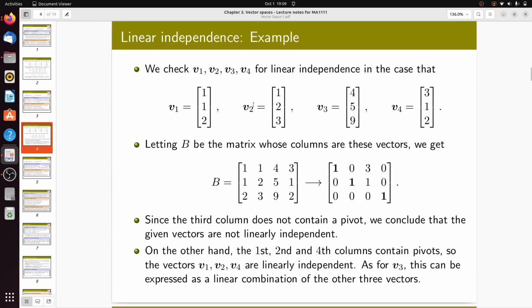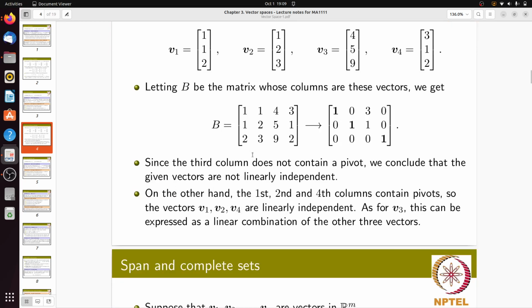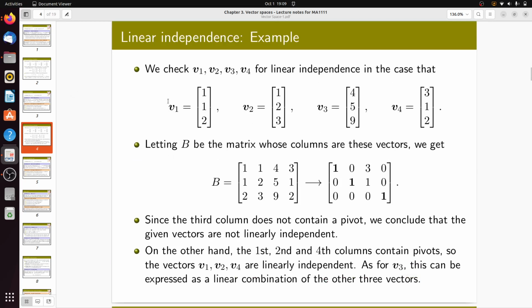See here, if you want to check whether V1, V2, V3, V4 are linearly independent, just write x1 into V1 plus x2 into V2 plus x3 into V3 plus x4 into V4 equal to 0, the null vector. Now you have expressions for V1, V2, V3, V4. You can solve them for x1, x2, x3, x4, and if you get only the trivial solution, that is x1 equals 0, x2 equals 0, x3 equals 0 and x4 equals 0, then you can say the vectors are linearly independent. And if you get some non-trivial solution, then you can say that they are linearly dependent.